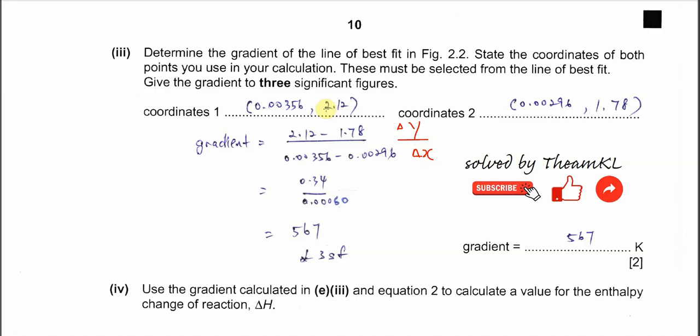So for mine, I use 2.12 minus 1.78 over 0.00356 minus 0.00296. So it is about 567 Kelvin. You can use your own coordinates and do the calculation.